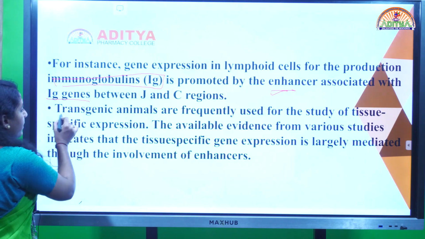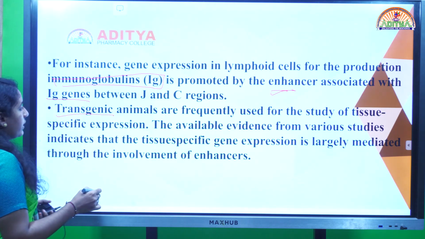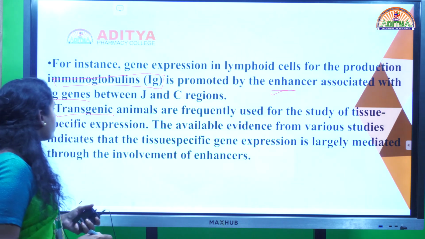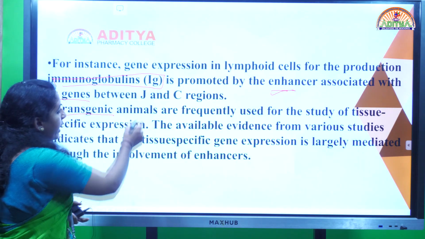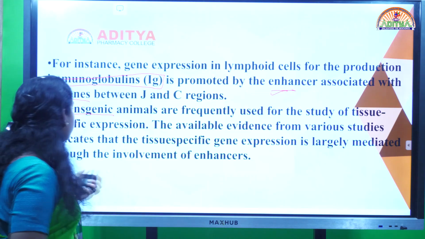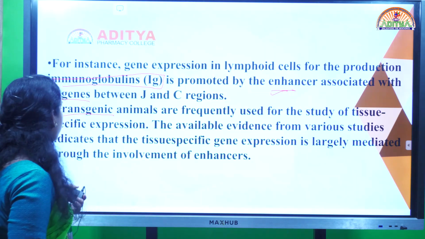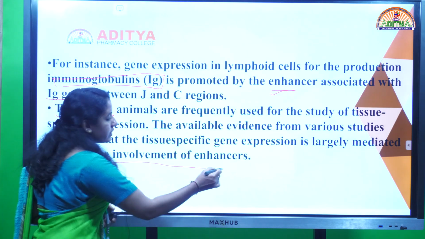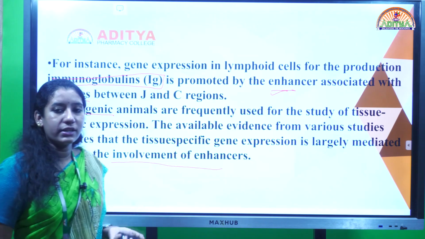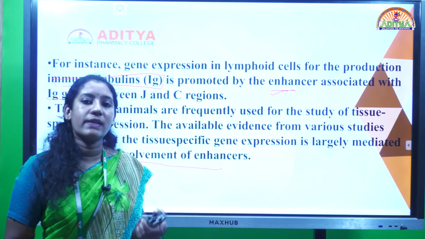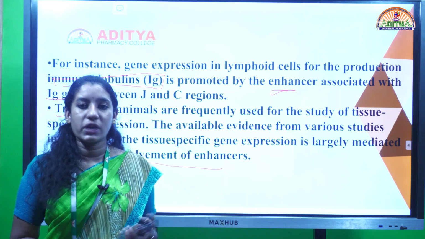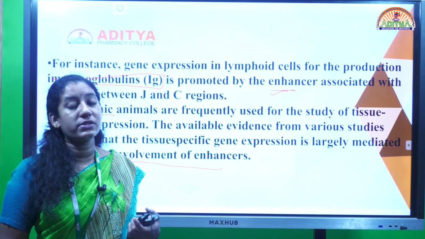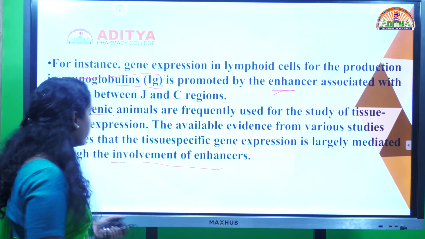The next example to study tissue specific expression is transgenic animals. These are the best examples. These transgenic animals are frequently used to study tissue specific expressions. The tissue specific gene expression is largely mediated by the involvement of these enhancers. So enhancers, also known as activators, are helpful to facilitate the gene expression process, or will increase the gene expression process.